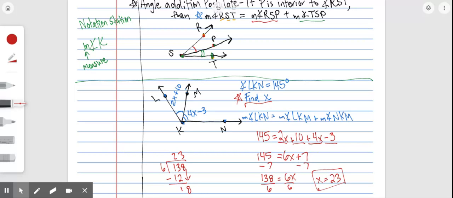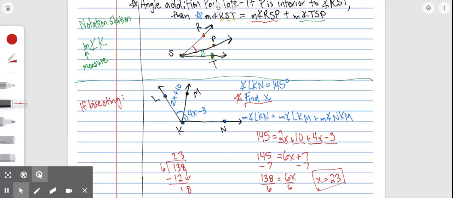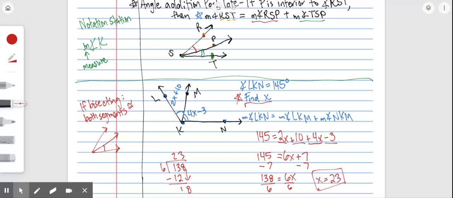Okay. And then I just want to make a quick note on the side that if you're bisecting an angle, then remember both segments are congruent to each other. So like if I have this and I mark this as congruent to this, then if this is x and this is 15, then x equals 15. Okay? Because this is a bisector.